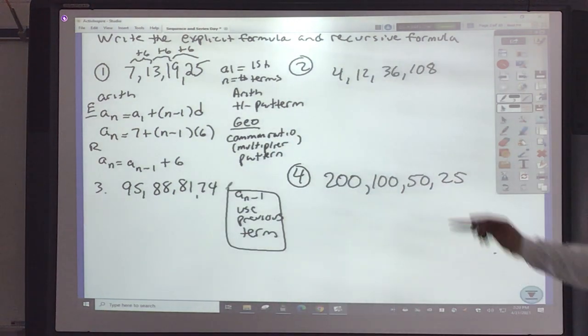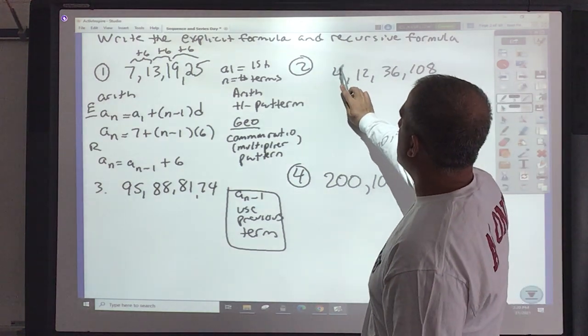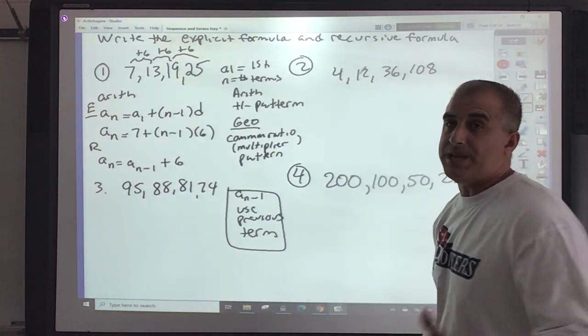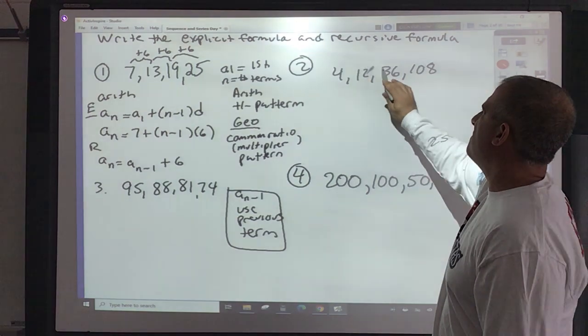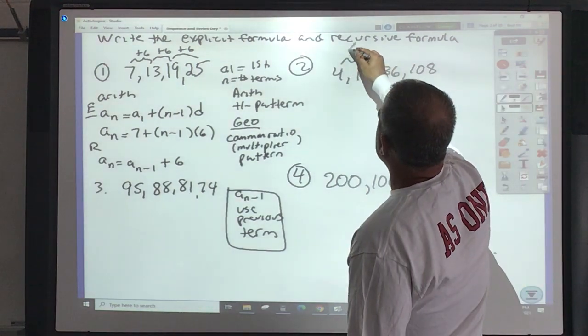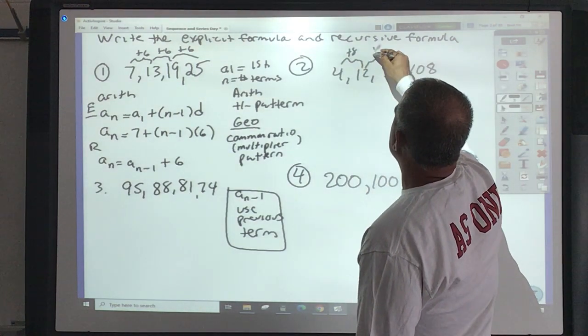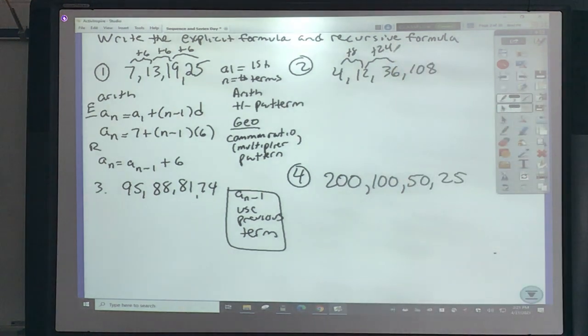Now, this one, if I tried arithmetic, 4 to 12 would be 8, that's okay. But then 12 to 36 is 24, not 8. So this one is going to be a geometric.